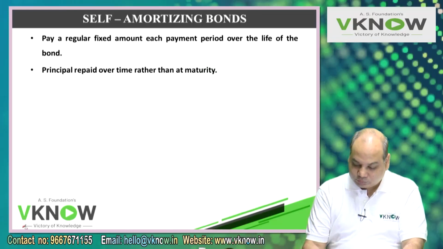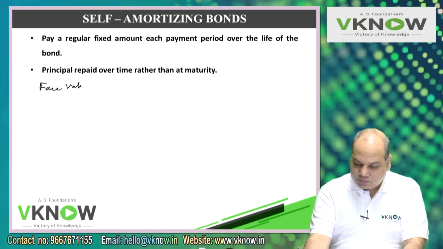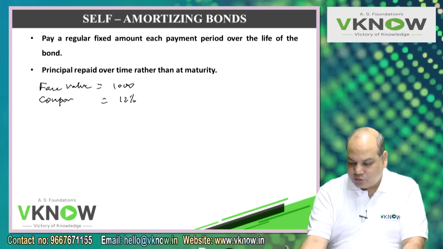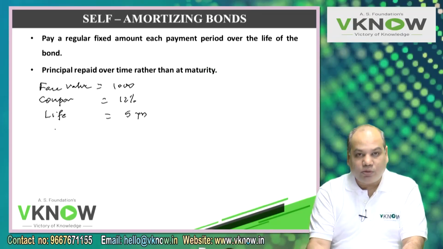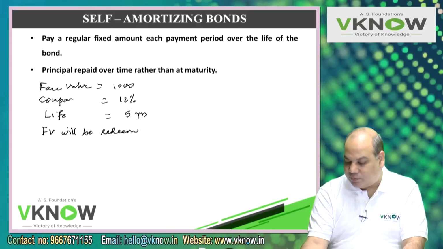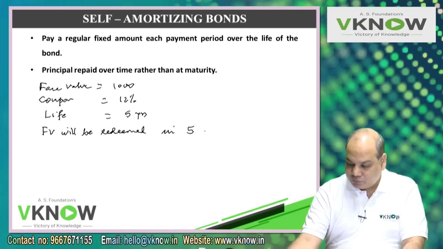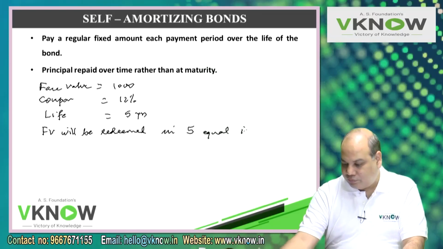So see how this kind of bond will work. Face value suppose given is 1000 rupees. Coupon rate given is 12%. Life or maturity suppose is given 5 years. And the problem will say the face value will be redeemed in 5 equal installments.